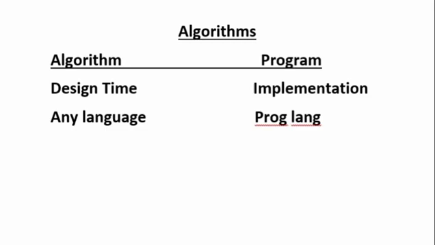Another thing I tell you here is that the syntax and language do not matter in the case of the algorithm. But if we talk about the program, it is mandatory to write it in some programming language. You are not given any liberty in the case of the program, but in the case of the algorithm you can write it in English, or you can write it in mathematical notations. So this was all about algorithms.